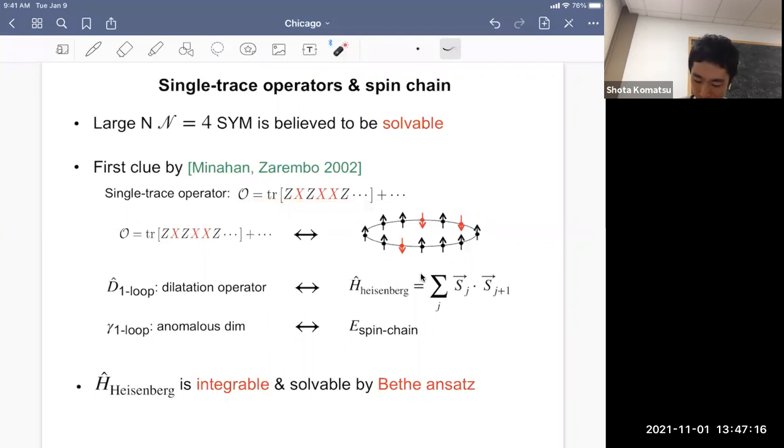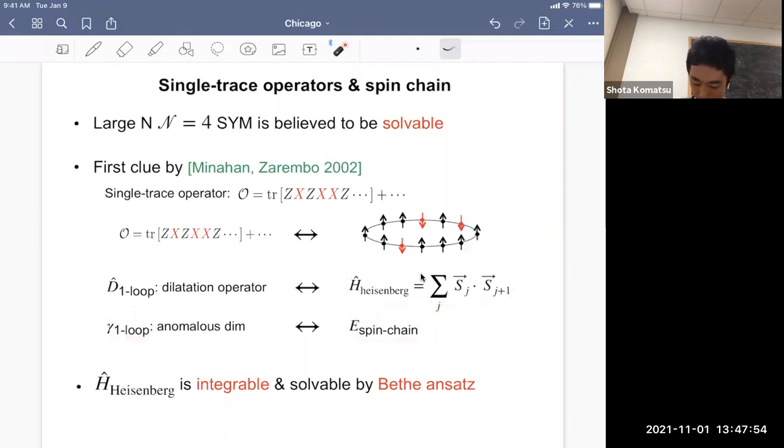And what they found is interesting. They found that if you map this sequence of fields, Z and X, to a sequence of spins by mapping Z to up spin and X to down spin, then you can actually map the one loop dilatation operator to a spin chain Hamiltonian, which is the most basic spin chain Hamiltonian you would write down, called the Heisenberg spin chain. And under this mapping, the one loop computation of anomalous dimension reduces to the computation of the energy of the spin chain state.